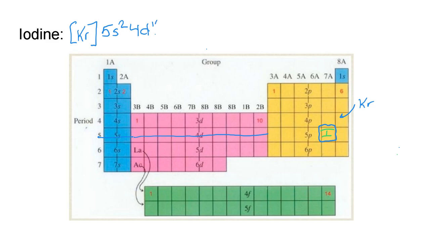D can hold 10 electrons. And then 5p: 1, 2, 3, 4, 5, 5p5. Now, looking at which ones are my valence electrons, these are valence electrons, but so are these, because they're all in the 5th energy level. So iodine has 7 valence electrons.